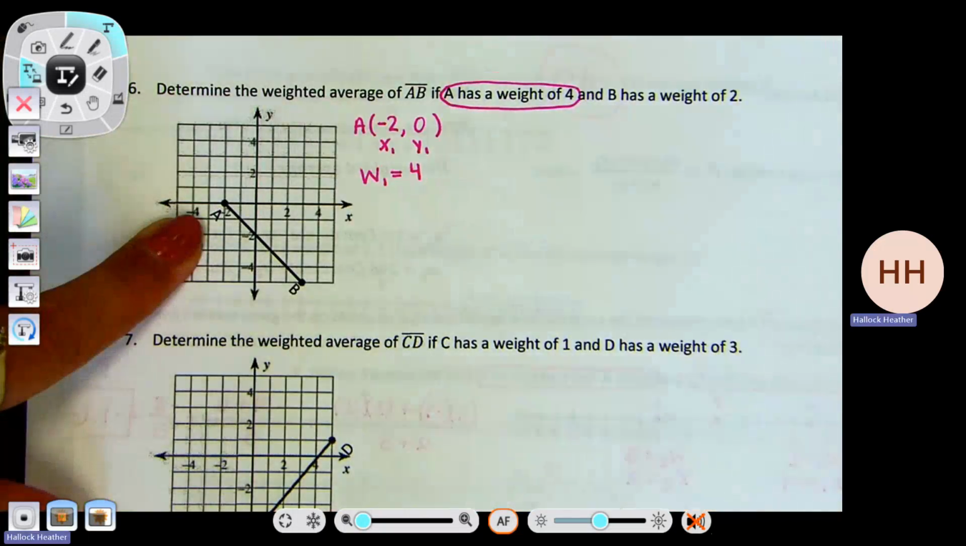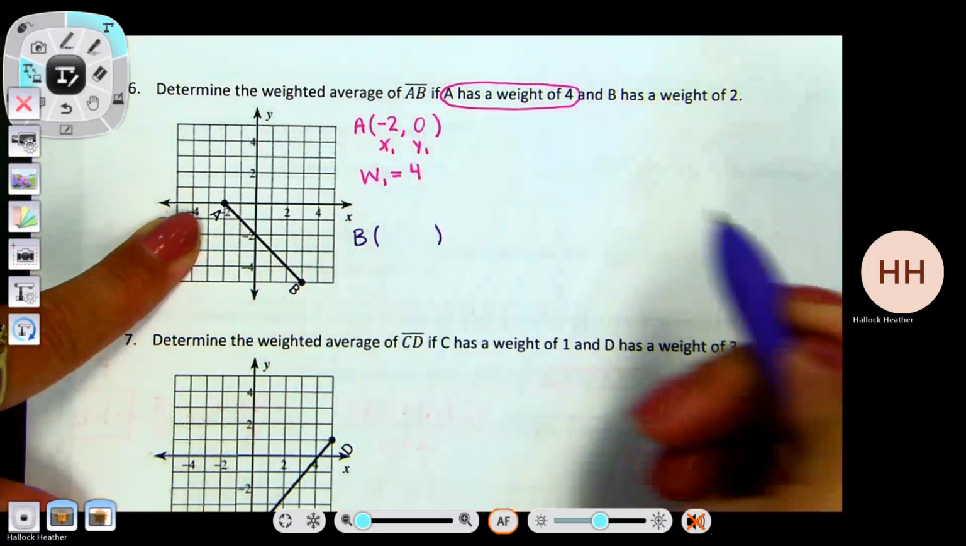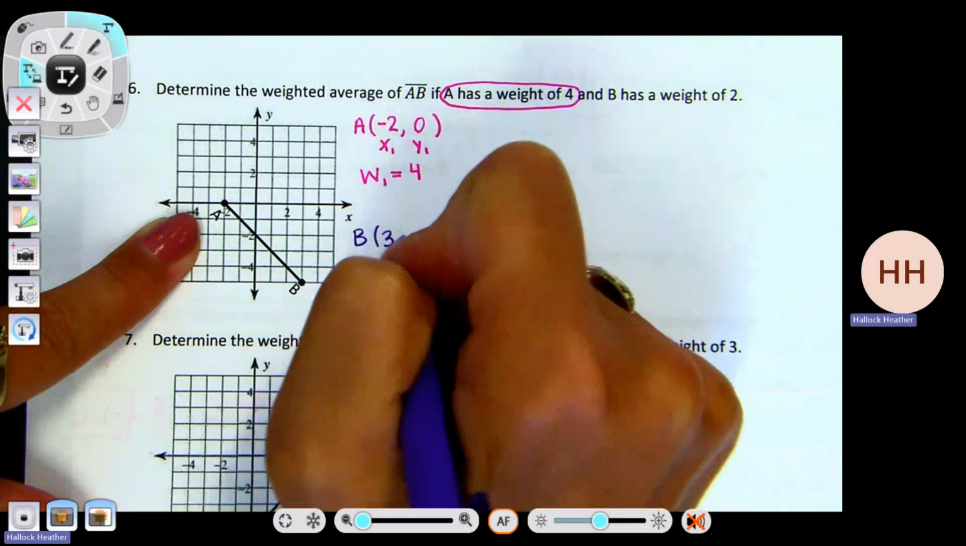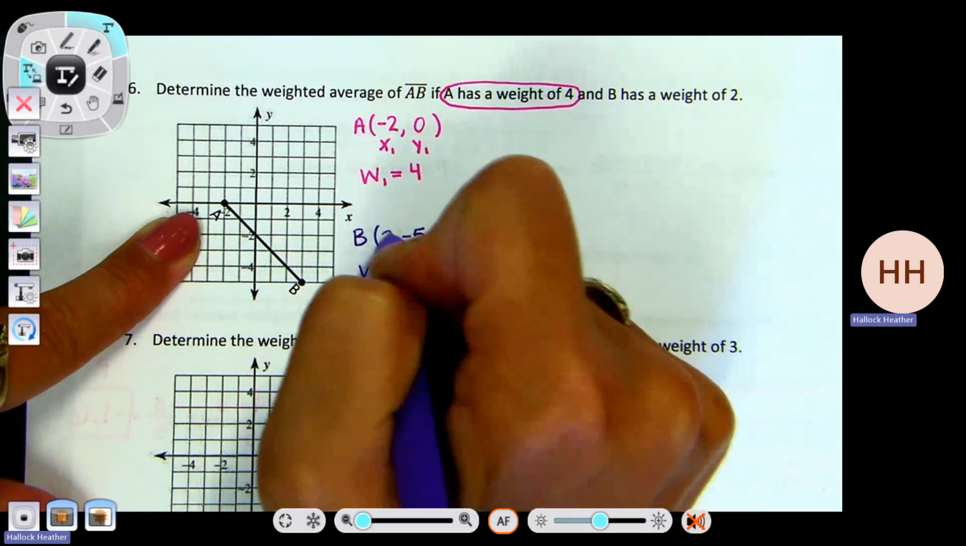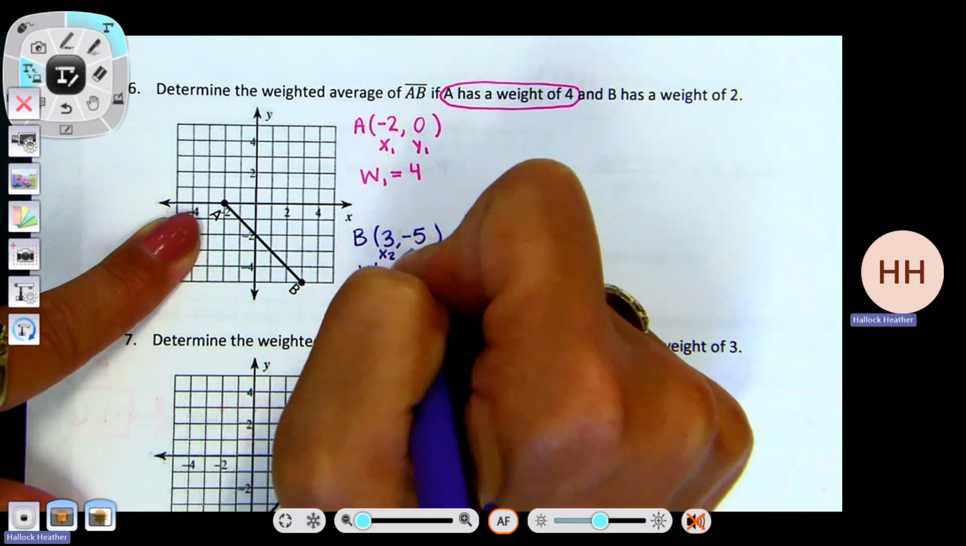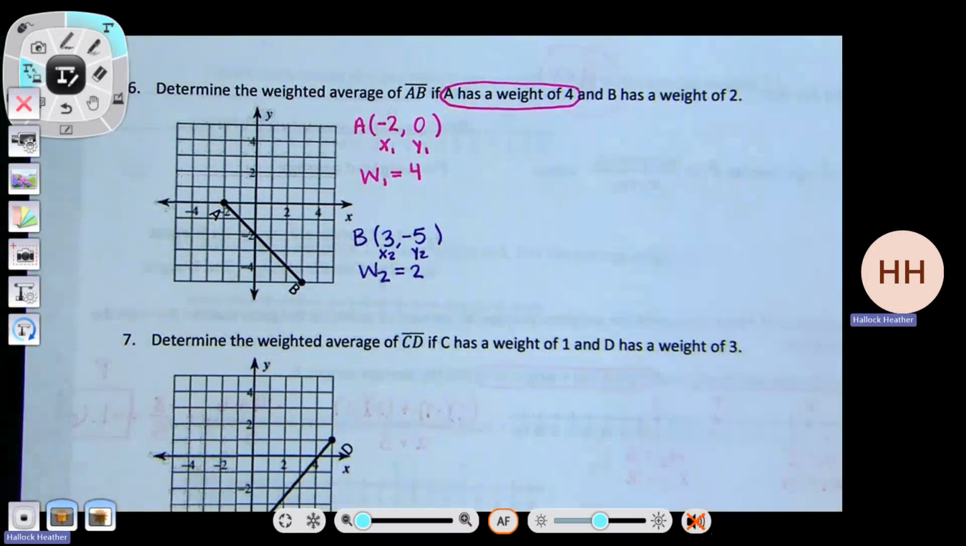Underneath that, I'm going to do the same thing. I'm going to write out B. So where does B fall on my graph? 3, -5. And what is the weight that goes with it? 2. So my weight 2 is 2. I put all my coordinate point 2 and weight 2 together, and I put all my coordinate point 1 and my weight 1 together.